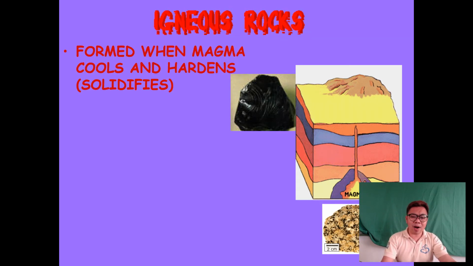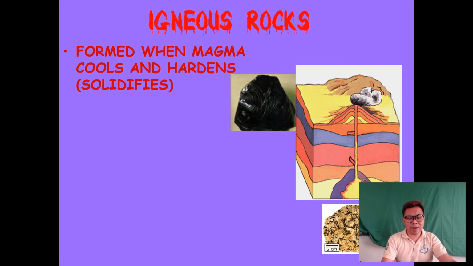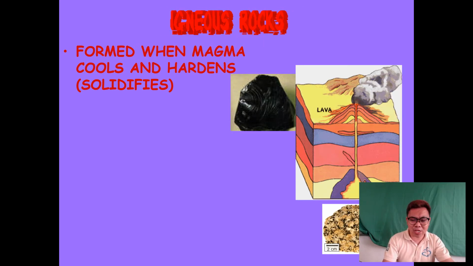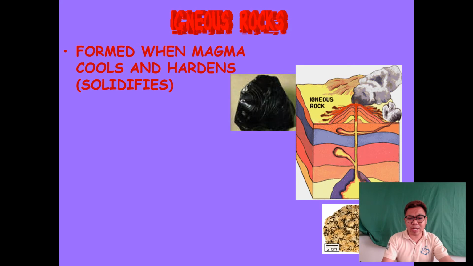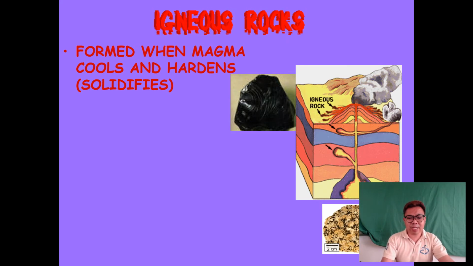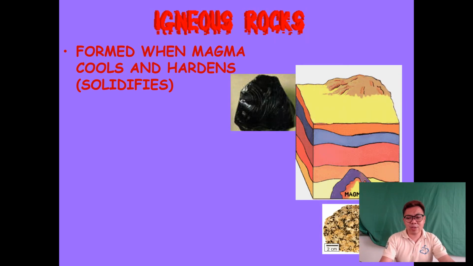Igneous rocks are formed when magma cools and hardens and solidifies, or nagkakaroon ng solidification process. Yung mga magma, kapag nag-cool down na yan, tapos naglava at nag-harden sila, at nagkaroon ng solidification, na-form ang igneous rocks natin. There are two types.